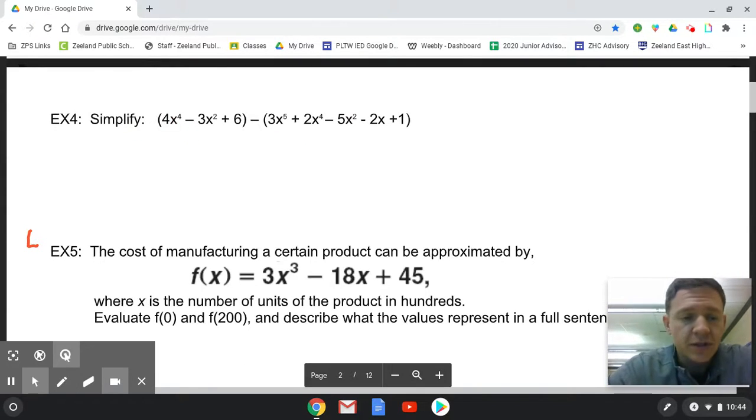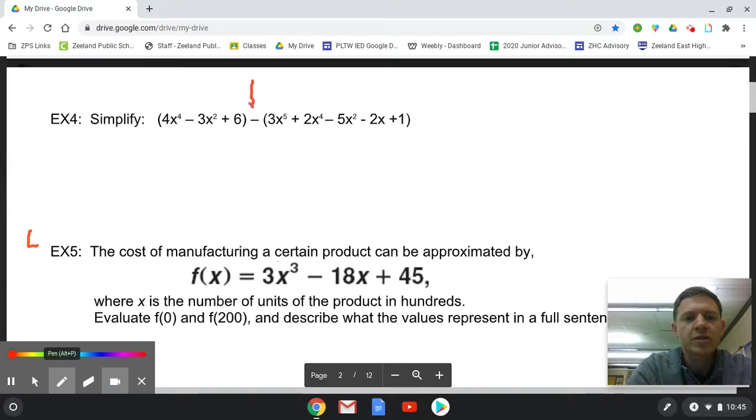But, of course, we'll do another example. Okay, so for example 4, the big difference here is this subtraction sign. Okay, so a subtraction sign there. All that does is just changes the sign on all these other terms.